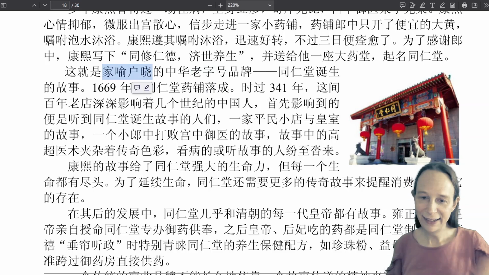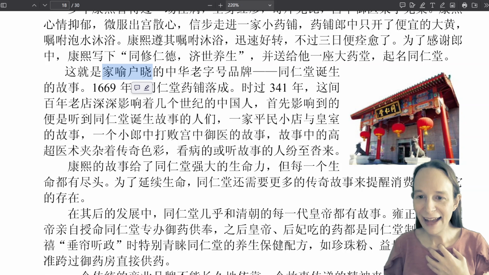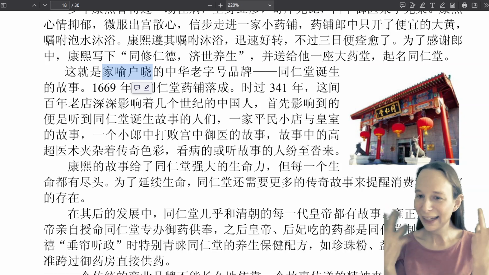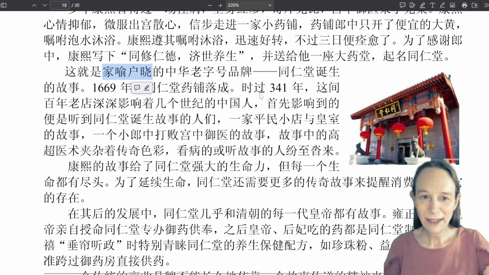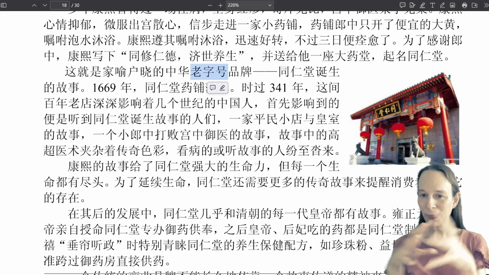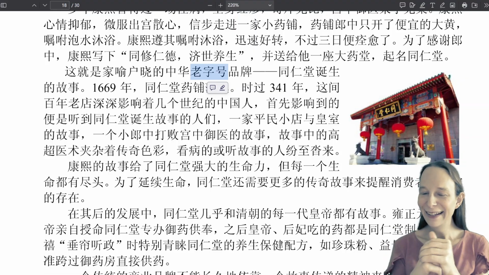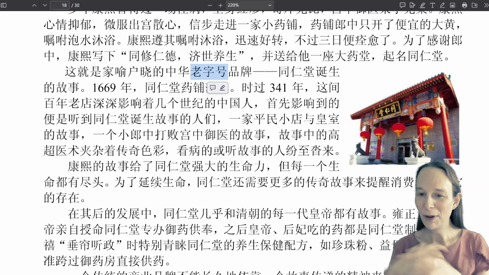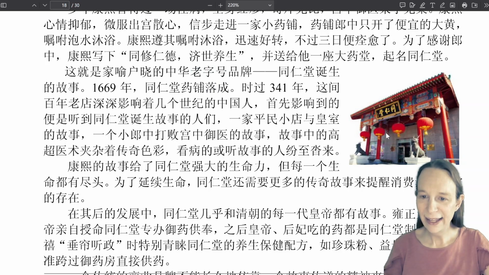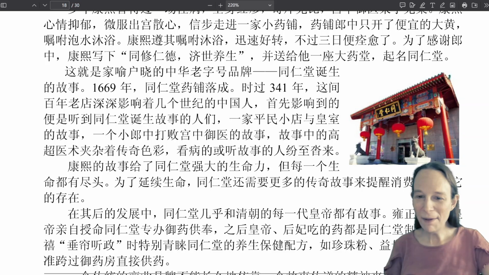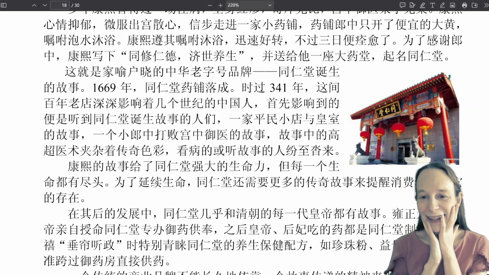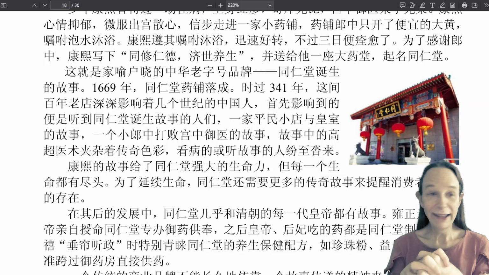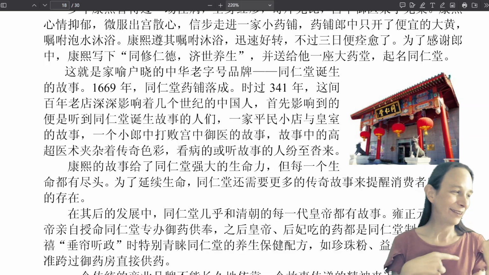家喻户晓 is a 成语 meaning it's a household name, known to every household. There are certain things that are known everywhere. So 中华 represents China, and 老字号 is what we're learning, right? The old, time-honored brand, 老字号品牌. There it is, 同仁堂. It came up on my exam, and I learned it through this. And because I was studying in Beijing at the time, I'm like, oh, there's 同仁堂, there's 同仁堂, there's 同仁堂.